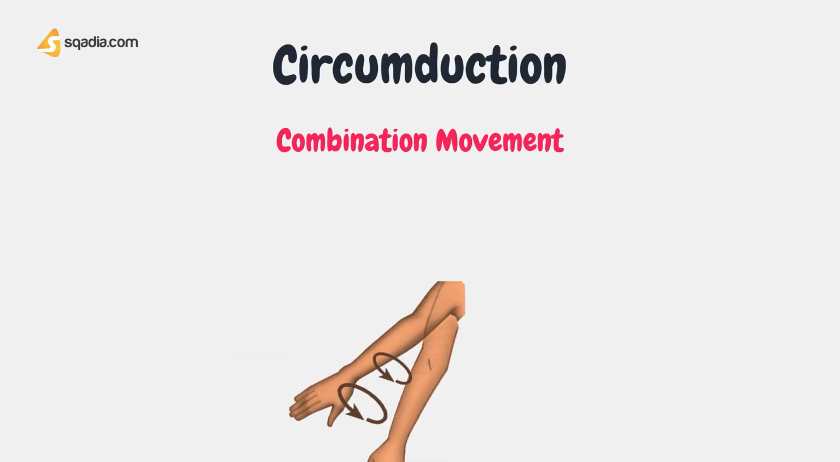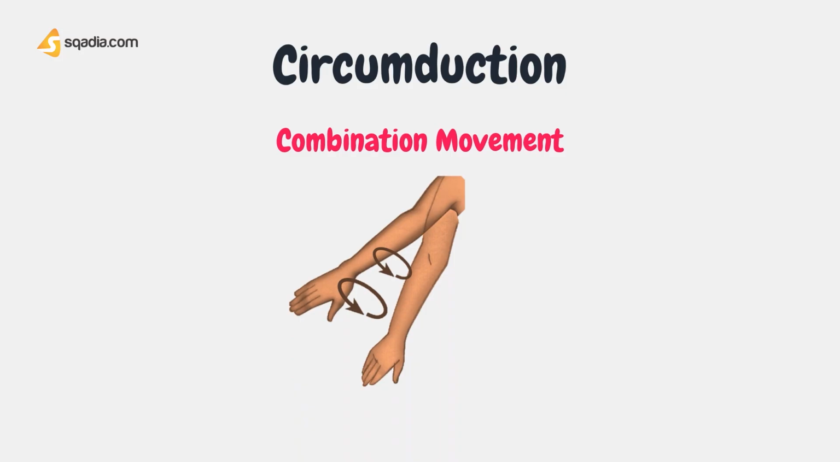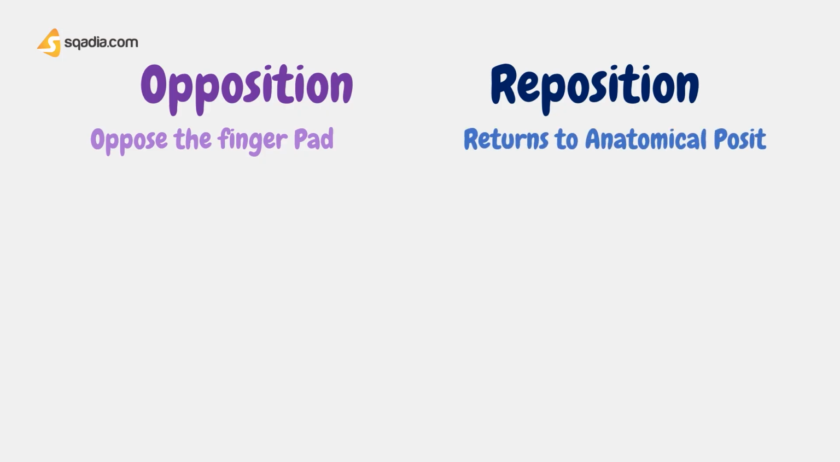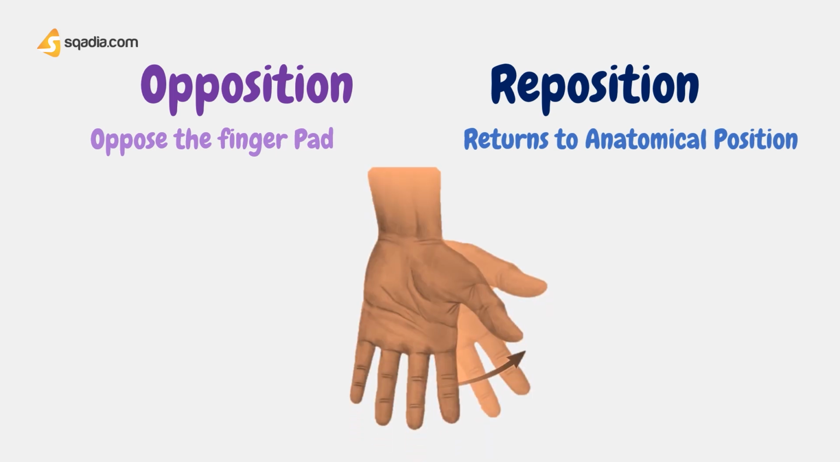Circumduction is a combination of all the movements, and to our surprise, circumduction is a combination of flexion, extension, abduction, and adduction. Circumduction of shoulder or hip joints basically forms a cone of movements in which its distal end moves in a circle. Opposition and reposition are the movements limited to the thumb and fingers, only occurring at the carpometacarpal joint. During opposition, the thumb pad is brought to touch all the finger pads, and during reposition, the thumb and the fingers return to their original anatomical position. A visual illustration is given here, as you can see.